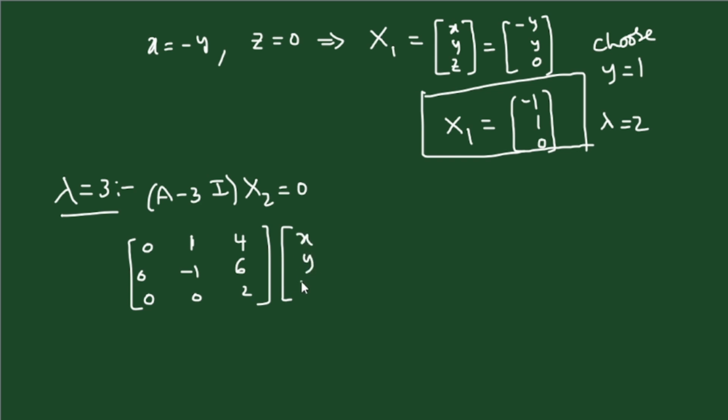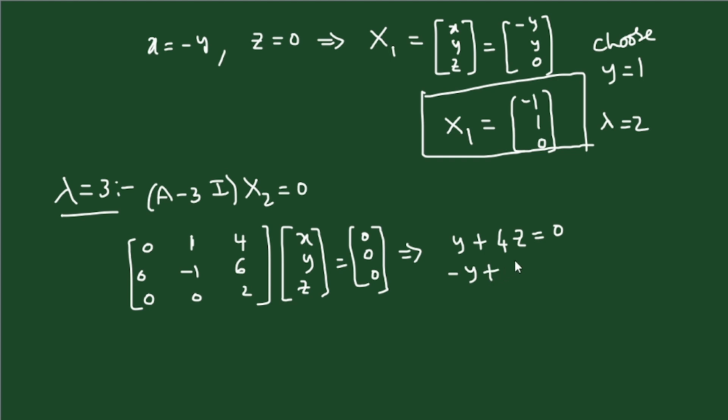Into xyz multiplied by xyz equal to 0, 0, 0. So if you take the product, what will you get? 0 into x plus 1 into y plus 4 into z, so y plus 4z equal to 0. Coming to the second row, minus y plus 6z equal to 0. Third one, 2z equal to 0, because we have two zeros here.